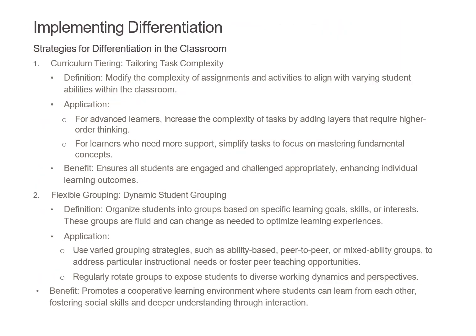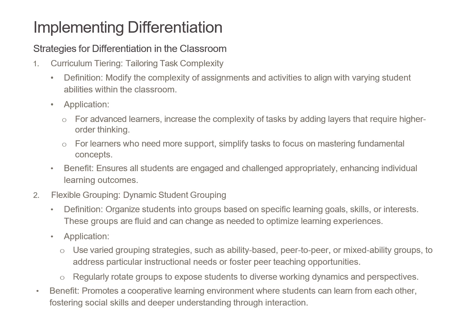Now, looking at effective strategies for differentiation in the classroom that address the diverse needs of students, first, we take a look at curriculum tiering, which involves modifying the complexity of tasks to align with students' varying abilities. For more advanced students, we increase the complexity of tasks by adding elements that require higher order thinking skills. Conversely, we simplify tasks for students who need more foundational support to focus on mastering fundamental concepts. This approach ensures each student is engaged appropriately, enhancing their individual learning outcomes.